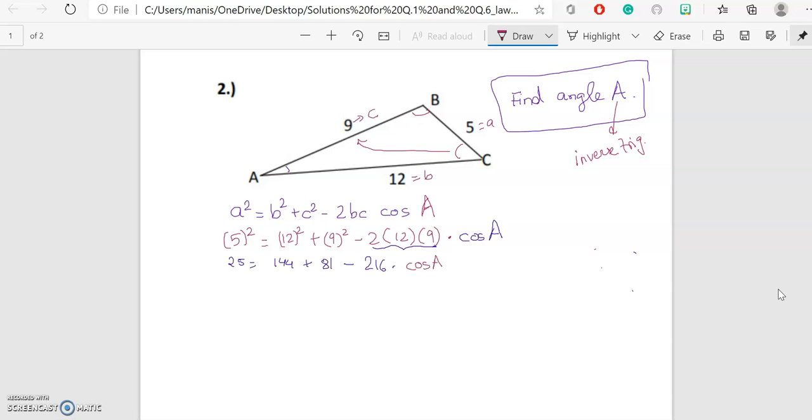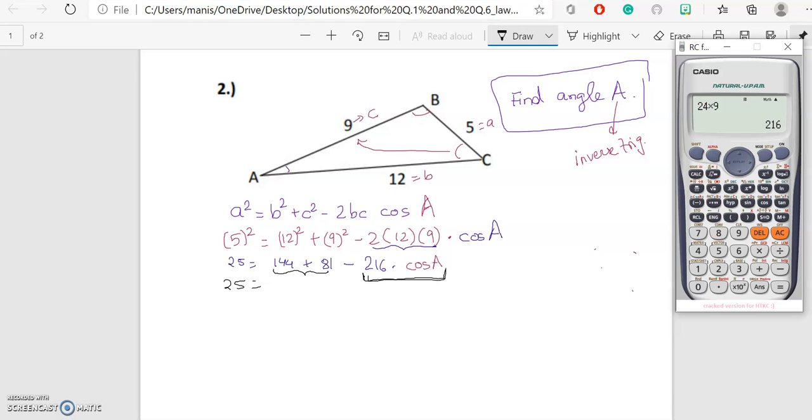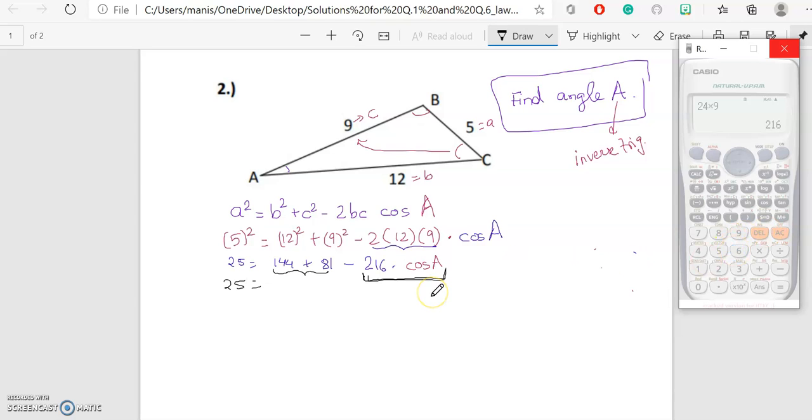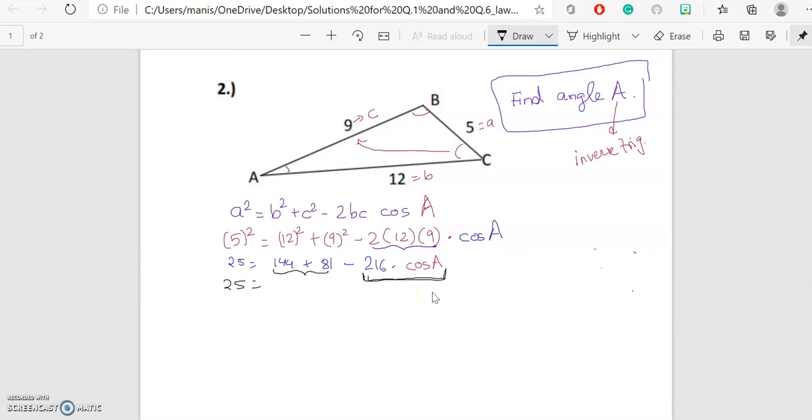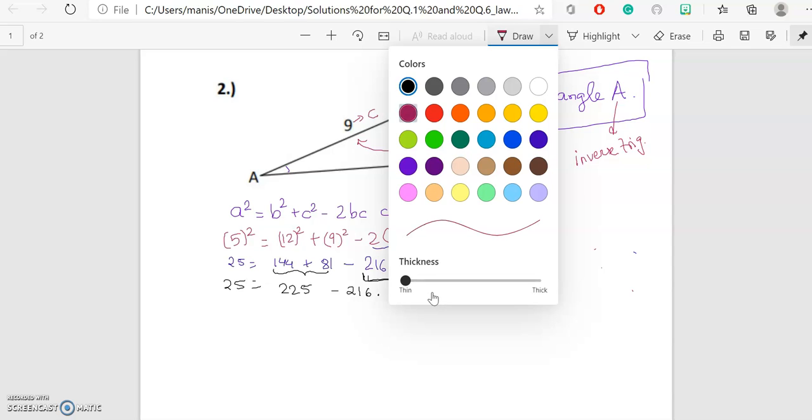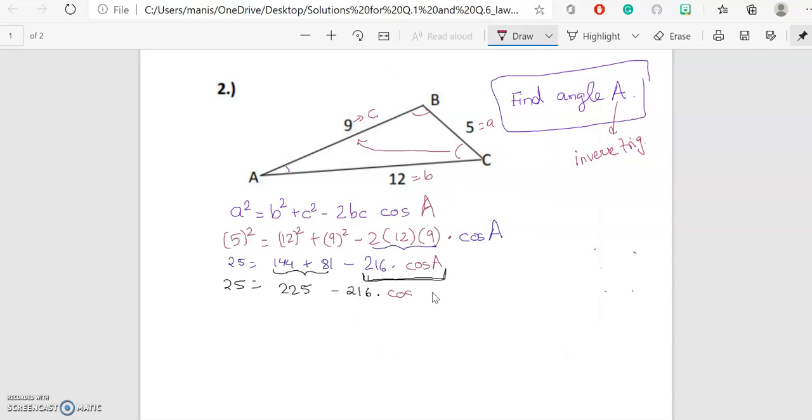Now the next step will be this. 25 is equal to, keep in mind I can only add these two, I cannot do anything with this term because it is a separate term. So let's add this part over here, 144 plus 81. When we add 144 plus 81, it will give us 225 minus 216 times cosine of A, and again I will keep it the same way as I was doing this.